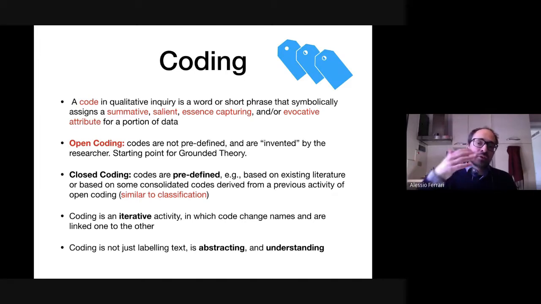But for grounded theory, we normally rely on open coding. It is an iterative activity in which you change names and you link codes to each other. And as I said, it's not just labeling text, but creating the abstraction, understanding what's written in the text.